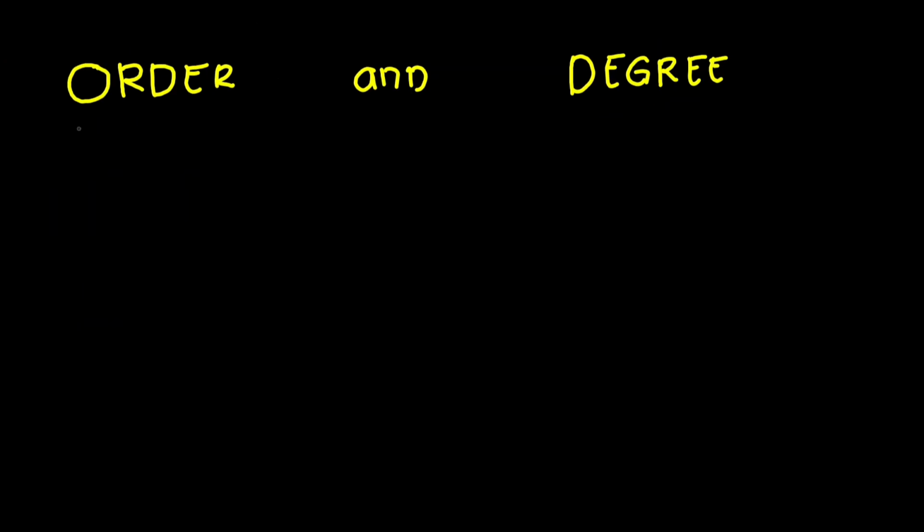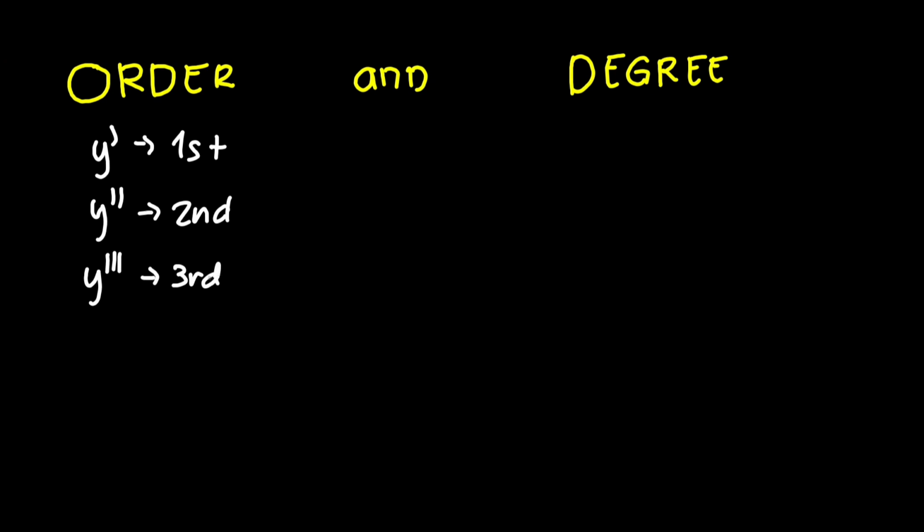Next up would be identifying the order and degree of the equation. So first up, for order, the order is simply the highest derivative that is present in the equation. So let's say your highest derivative would be y prime. This is first order. Y double prime, it is second order. Y triple prime, it is third, etc.